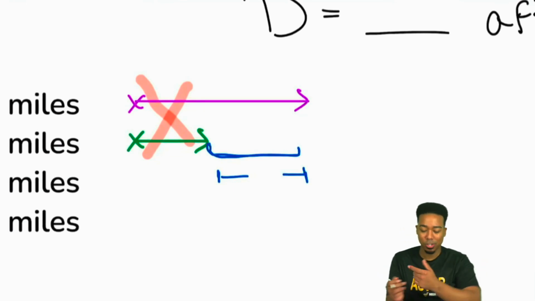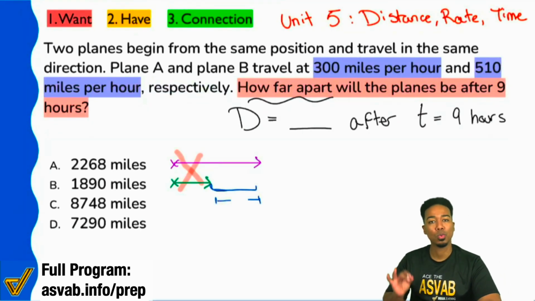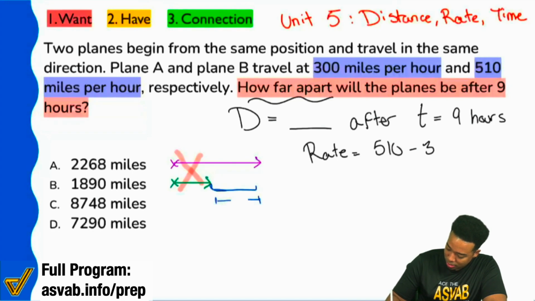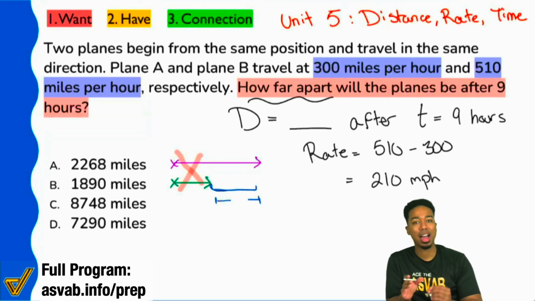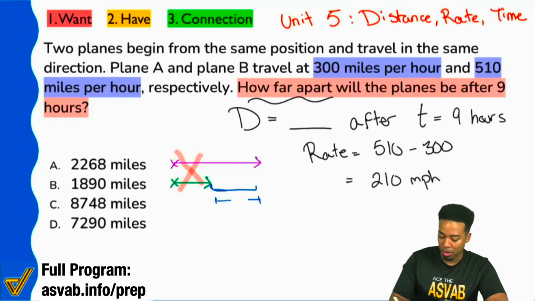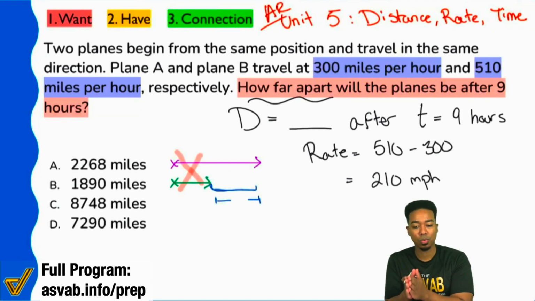That's what that means. So here, because we have two planes traveling in the same direction and starting at the same point, we will say, hey, there's 300 miles an hour and 510 miles an hour. We will subtract. So our true rate is going to be 510 minus 300, and that is 210 miles per hour. Again, for those of you who are having a little bit of trouble wrapping our heads around that, Unit 5, Arithmetic Reasoning. Distance, rate, and time. That's where you will find that, my math party people.